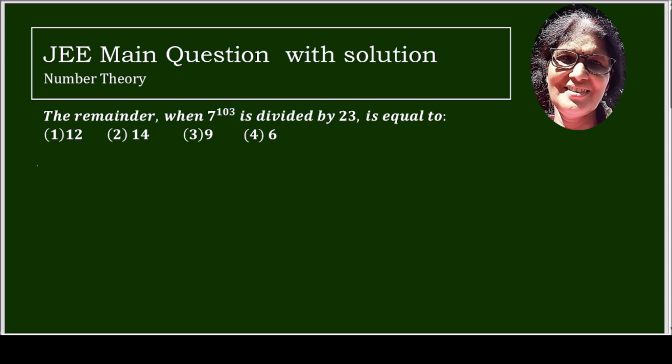Today one question from JEE Main, and this question was asked in 2025 only. The remainder when 7 raised to the power 103 is divided by 23 is equal to, the options are 12, 14, 9 and 6. So here we will apply Fermat's little theorem.